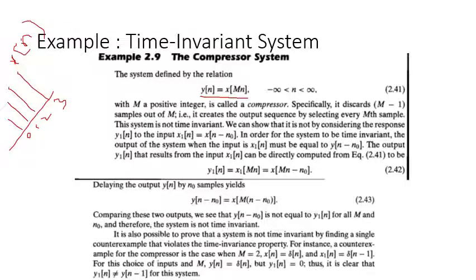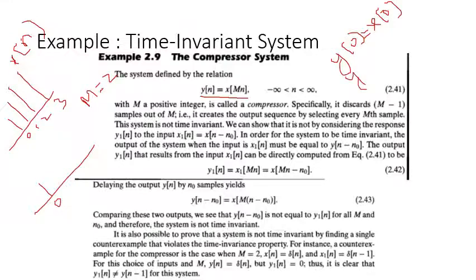For example, we say that the value of m is 2. So 2 multiplied by 0, because we have the first sample at 0. So what will be the output? n is 0. At 0 we will have the same thing. So y of 0 is equal to x of 0.